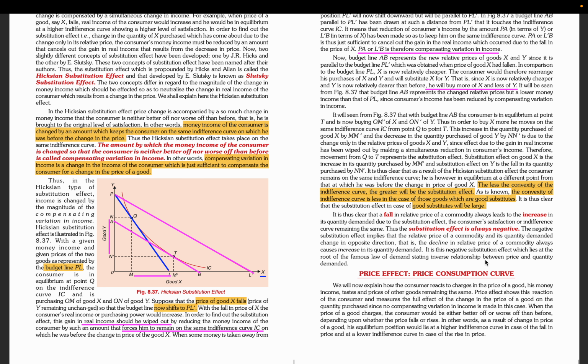It is clear that a fall in the relative price of a commodity always leads to an increase in the quantity demanded due to the substitution effect, the consumer's satisfaction or indifference curve remaining the same. Thus, the substitution effect is always negative. This is a very, very important observation. The negative substitution effect implies the relative price of a commodity and its quantity demanded change in opposite directions. We already know this, that is, the decline in relative price of a commodity always causes an increase in the quantity demanded.